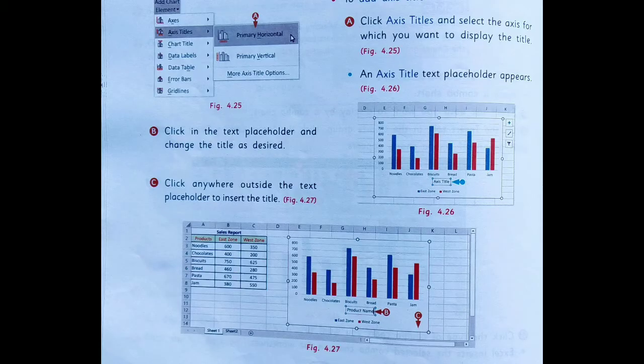To add axis title, click Axis Titles and select the axis for which you want to display the title. An axis title text placeholder appears. In figure 2.6 you can see what the axis title is. Then click the text placeholder and change the title as desired. Click anywhere outside the text placeholder to insert the title.